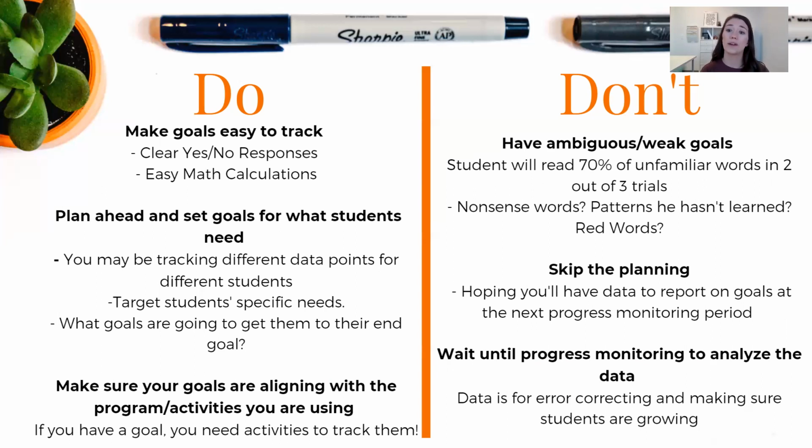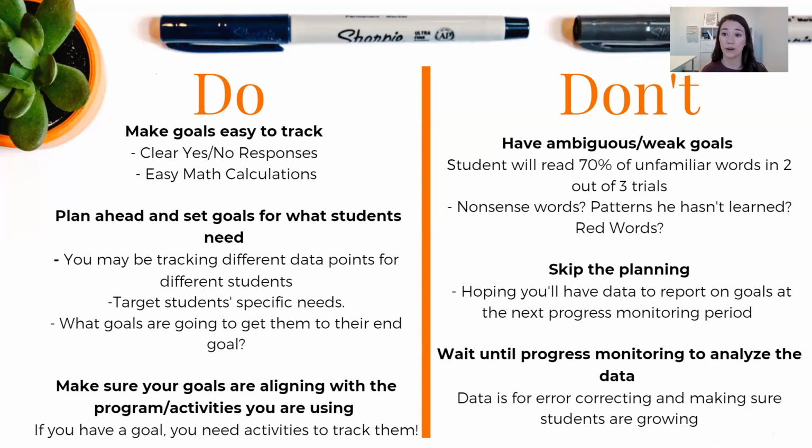On our don't side, we want to make sure we don't have ambiguous or weak goals in our data tracking and writing. So we don't want to write a goal, for example, student will read 70% of unfamiliar words in 2 out of 3 trials. This is ambiguous because unfamiliar words could be nonsense words because it's one that they haven't seen before. Is it a pattern the student hasn't learned yet? Is it a red word or a sight word? I don't know, if I'm seeing that student, what that goal meant. So we need to make sure that we're being really clear there.